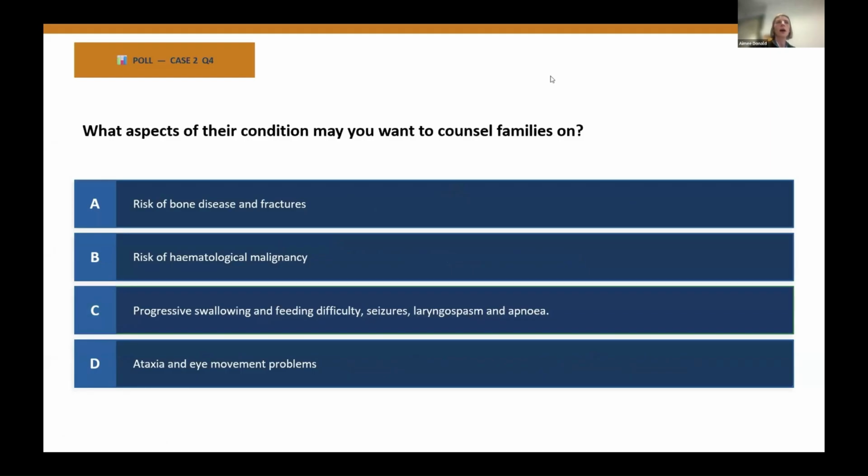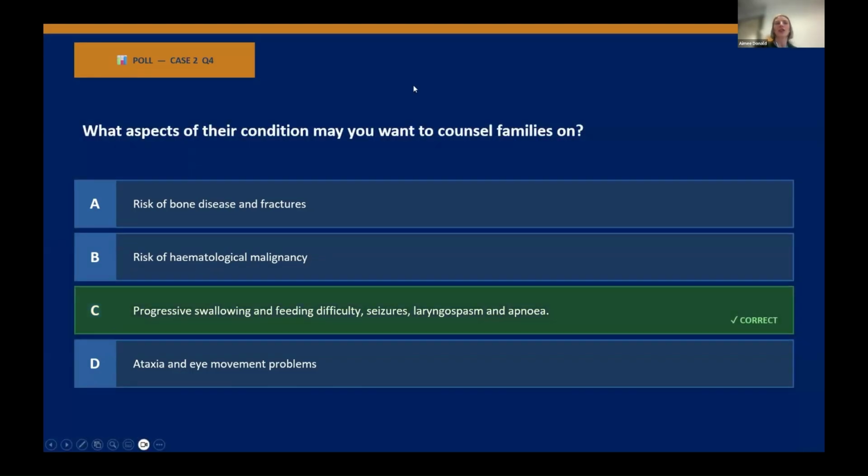So what aspects of this baby's condition might you want to counsel the families about? What things are risks for this baby that the family need to know? Would you say risk of bone disease and fractures? Would you tell them about risk of hematological malignancy? Would you tell them about progressive swallowing and feeding difficulty, seizures, laryngospasm and apnea? Would you talk to them about ataxia and eye movement problems? So C is the answer that we were looking for here.